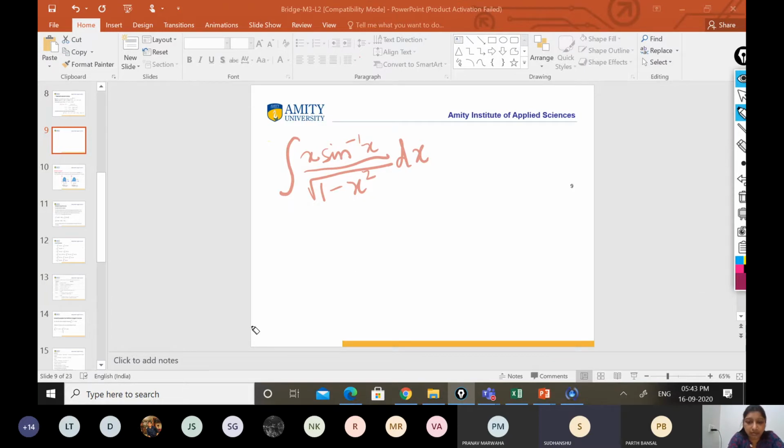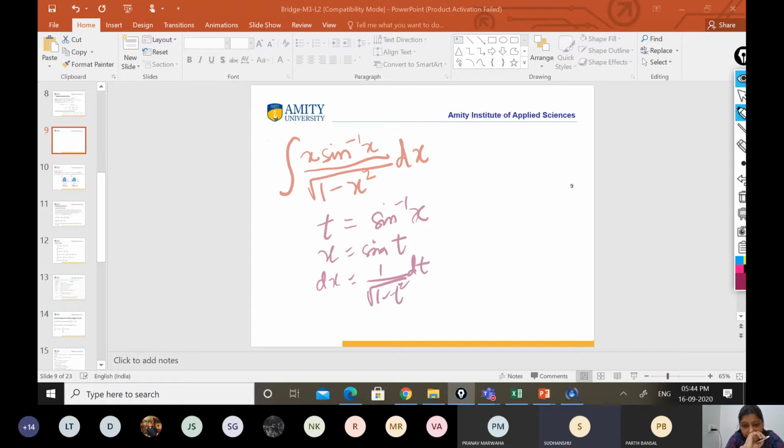Yes, tell me. You have taken sin inverse x as t. Yes, ma'am. That means you did it using substitution. Okay, you took t is equal to sin inverse x, right? Yes, ma'am. Then x is equal to sin t. And then I have differentiated it. dx is equal to 1 upon under root 1 minus t square dt.